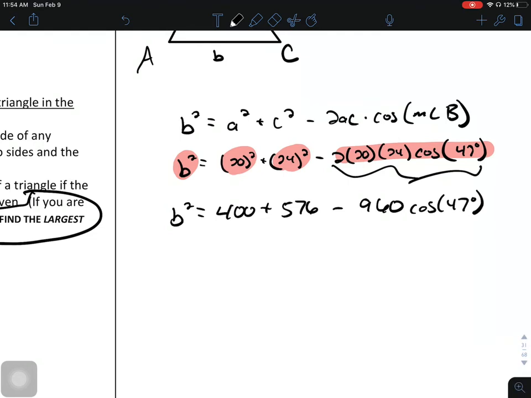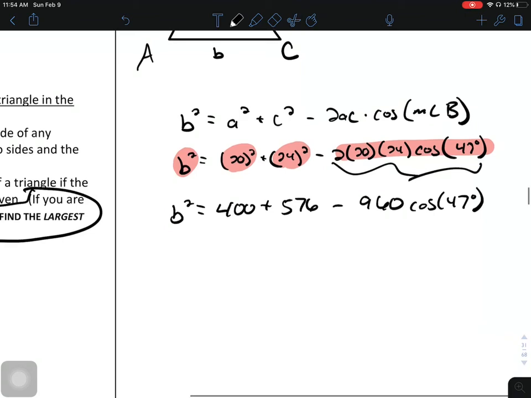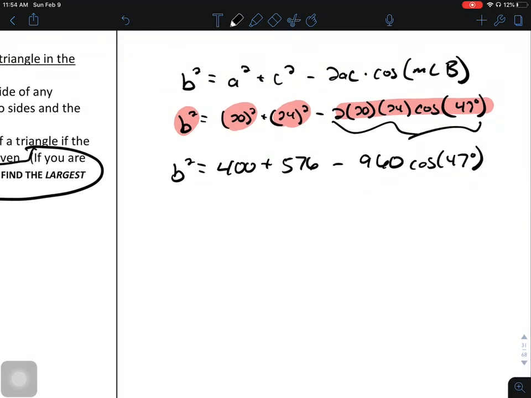Now, I'm not going to type in cosine of 47 into my calculator yet because I don't want to round until I have to. At this point, there's still 4 terms. 1, 2, 3, 4. I can combine 400 and 576 and get 976. A rookie mistake on this.